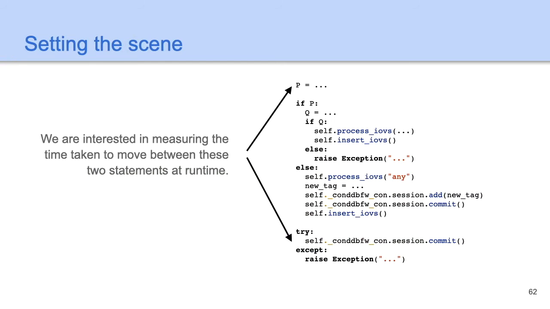Here we see a code listing that is representative of our case study at CERN. In particular, we have a condition with another conditional nested inside the first clause, and then we have a try except block afterwards. We will be interested in measuring the time taken to move between the initial assignment of P at the beginning of the code and the final call of the database commit function inside the try except block.